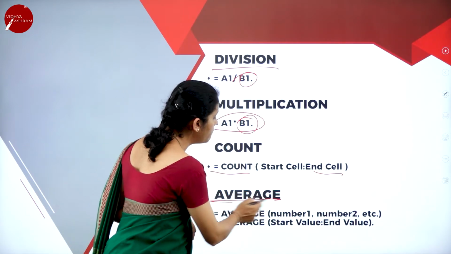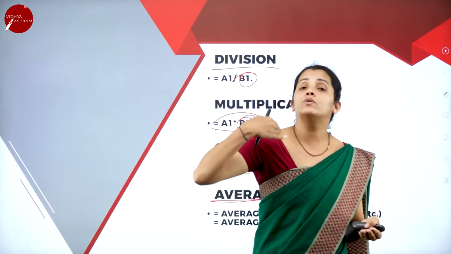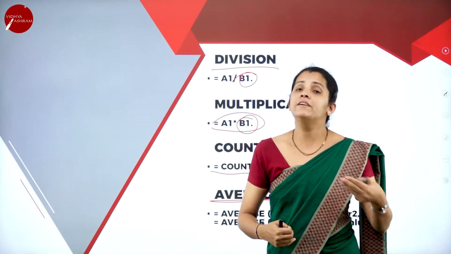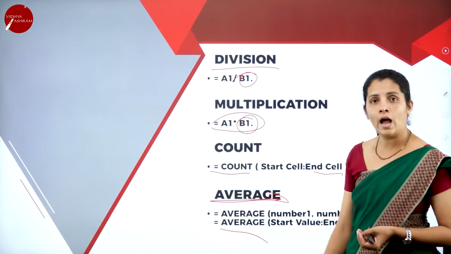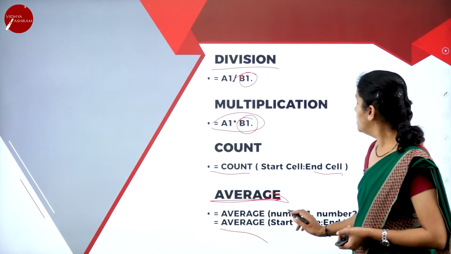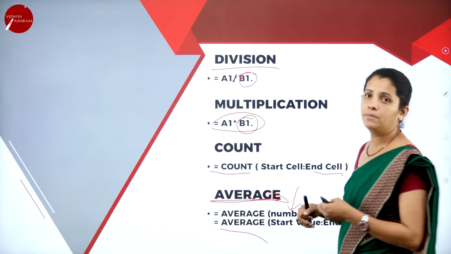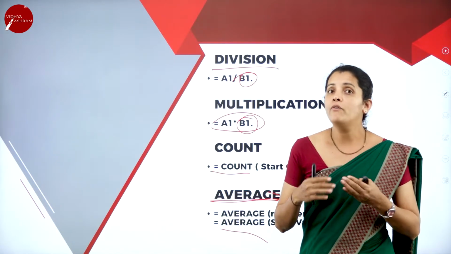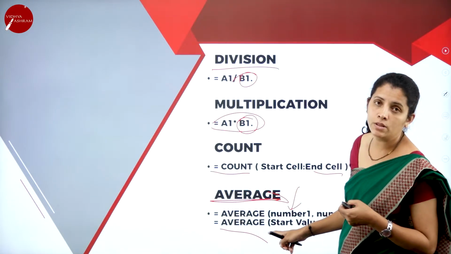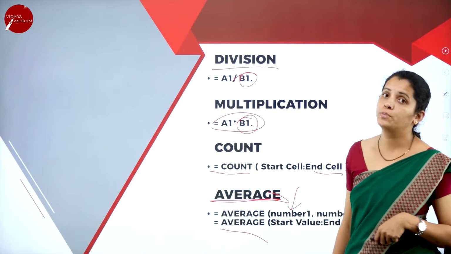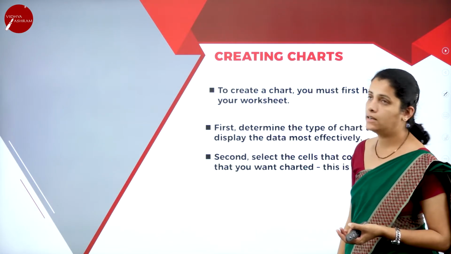Then I'm going to have the average function. So what is average? That means whatever value I have, if I want to find the average of any given number or any given value, that can be achieved with the help of the average function. So here I'm going to have number 1, comma number 2, etc. That means I'm going to find the average of n numbers. So what is the input? I'm going to specify the starting value, that is nothing but the starting address, and I'm going to specify the ending value. So here the ending value is nothing but the ending address.